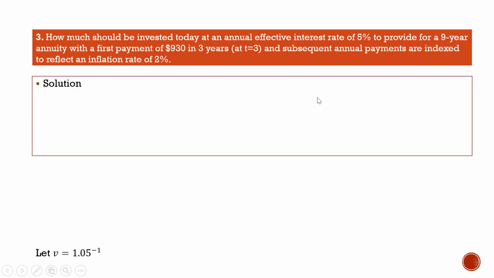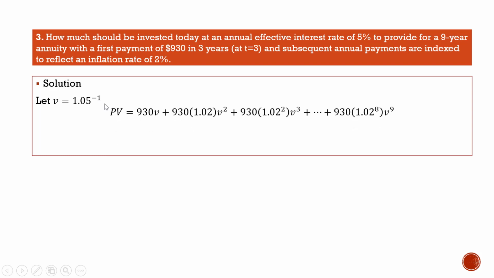So let's say V is 1.05 to the negative 1. We got the present value of this annuity is 930V plus 930 times 1.02 V squared plus 930 times 1.02 squared V cubed plus dot dot dot to 930 times 1.02 to the 8 V to the 9.